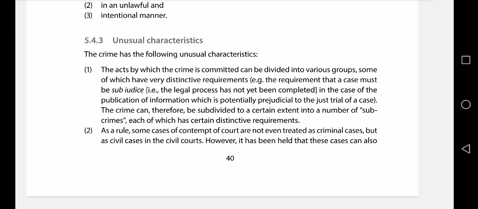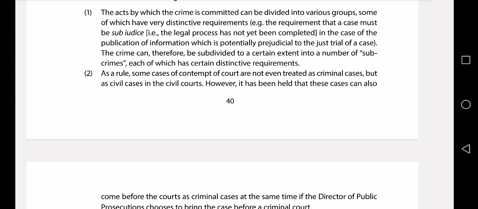In the case of the publication of information which is potentially prejudicial to the just trial of a case, the crime can therefore be subdivided to a certain extent into a number of sub-crimes, each of which has certain distinctive requirements.